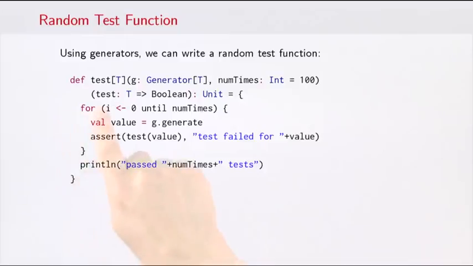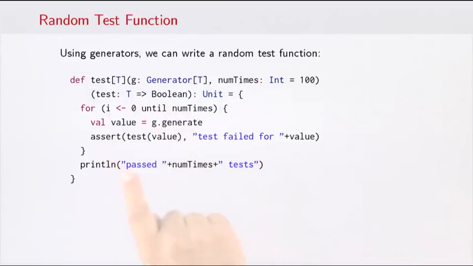Here's a test function. It takes a generator that gives us input values in some domain t, and it takes the number of times we want to run the test on different randomly generated values. And then it takes a test function that returns true or false. So the idea is it returns true if the test passes and false when it fails.